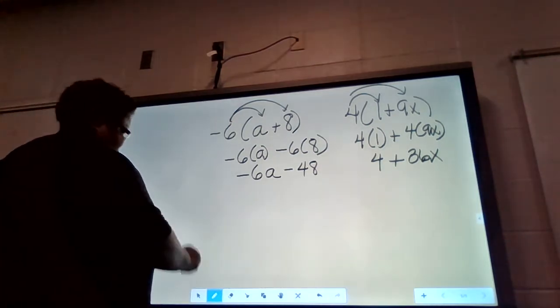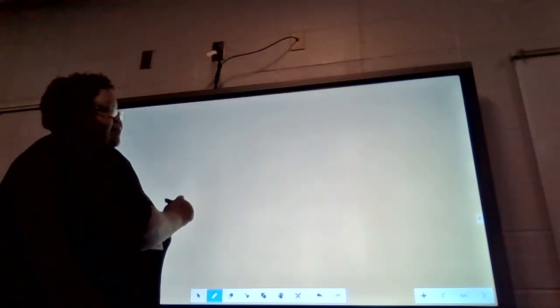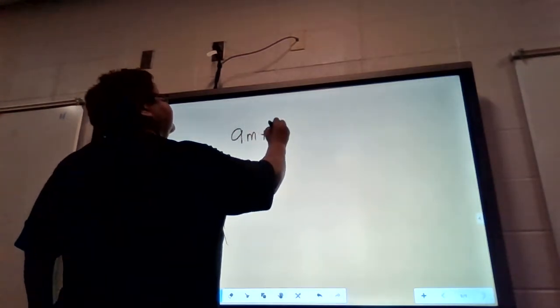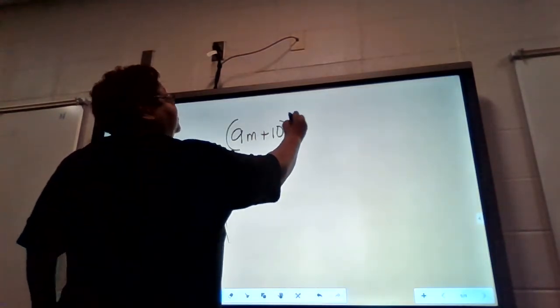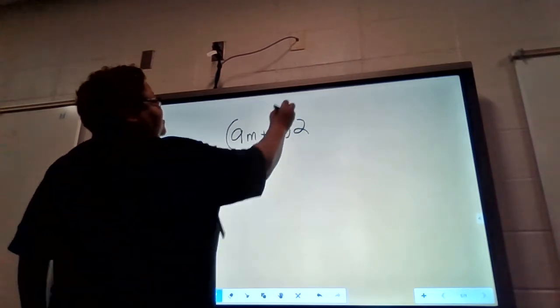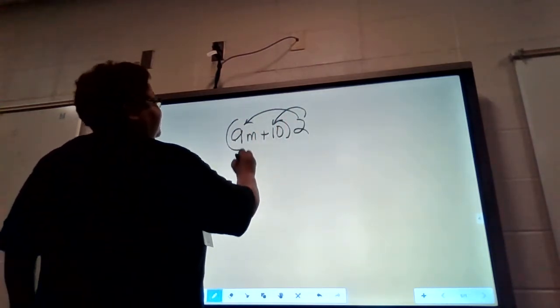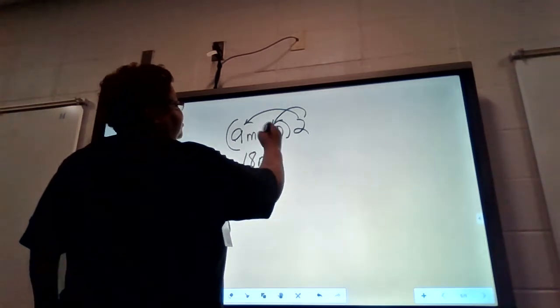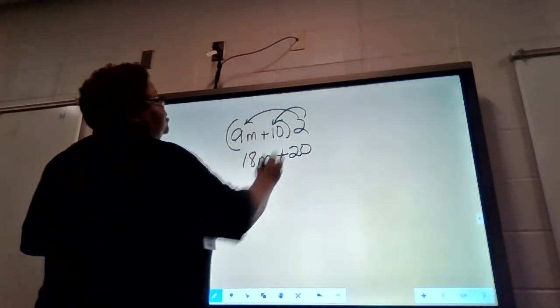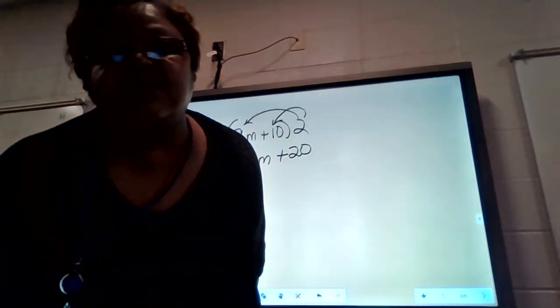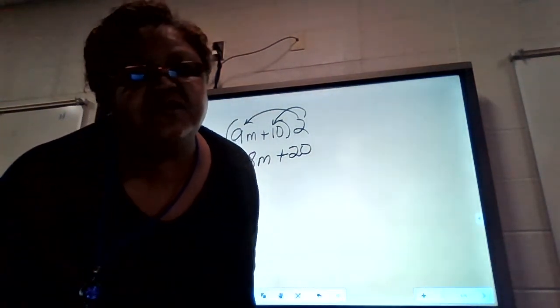Let me clear this. It's still the same thing. 2 times 9m is 18m. 2 times 10 is 20. Okay? So that's your distributive property.